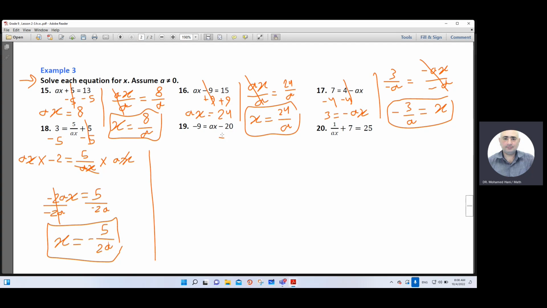So add the inverse, +20 here, +20 here. So -20 plus 20 will be 0, remains here in this side AX. And the first side, we have -9 plus 20.